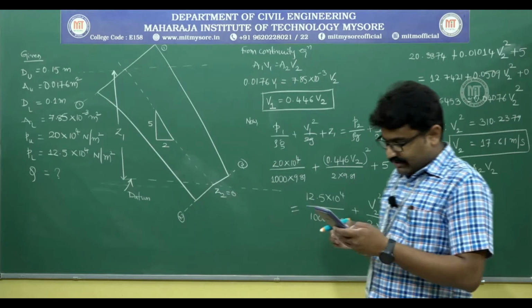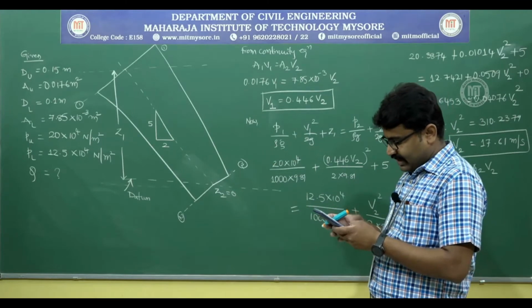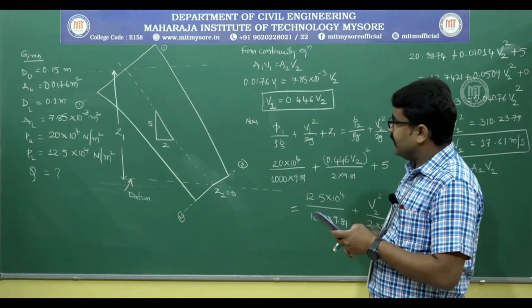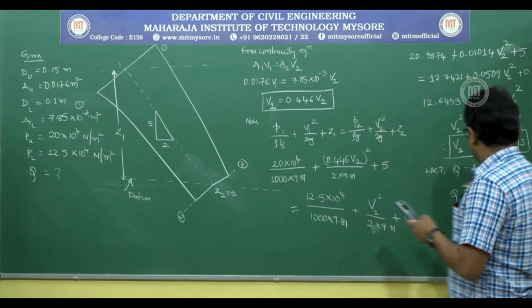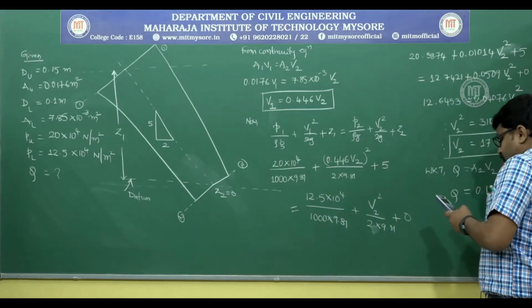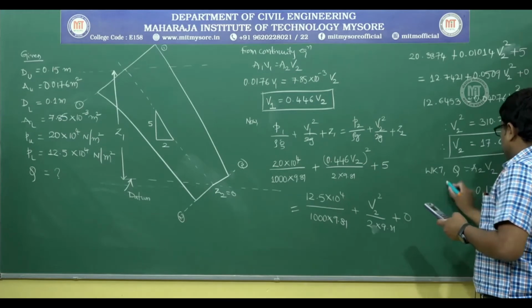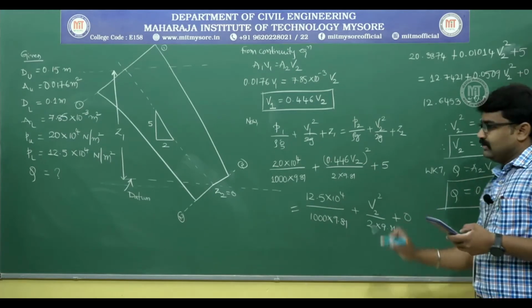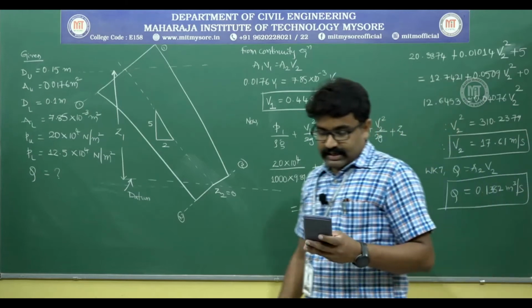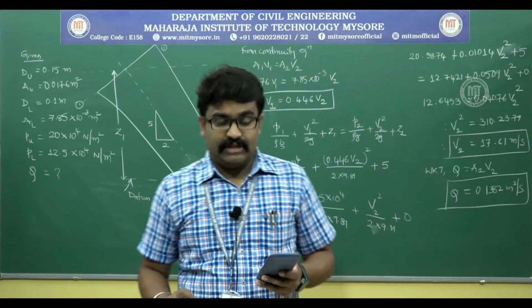A2 is 7.85 into 10 power minus 3, which comes to be 0.1382 meter cube per second. So, this is a clear 10 marks question.